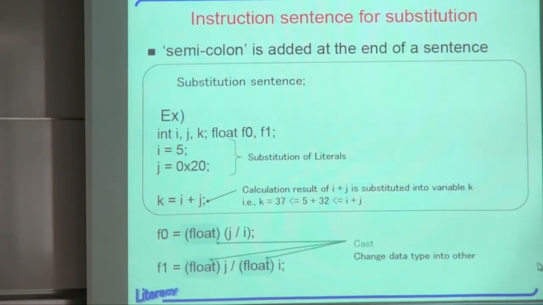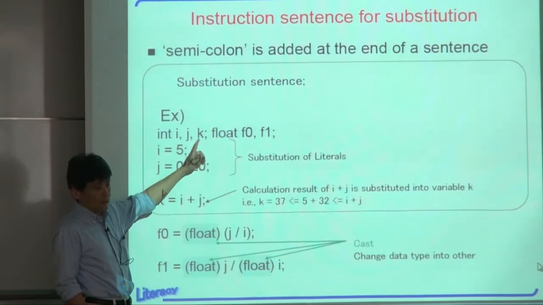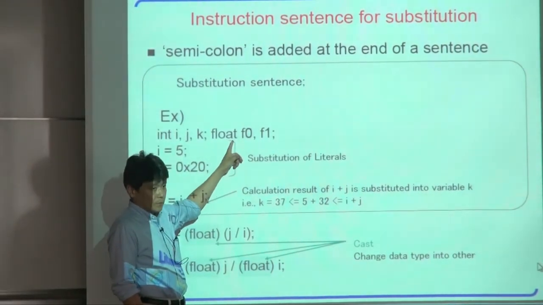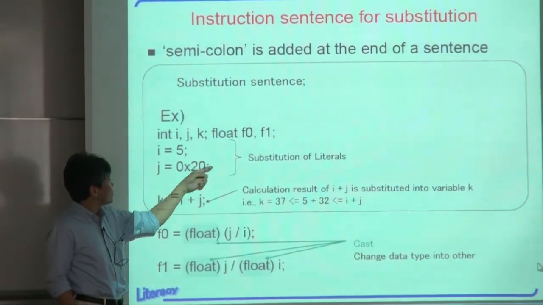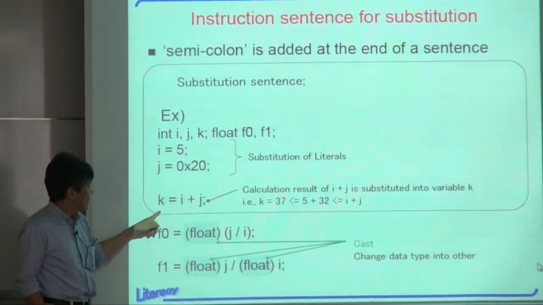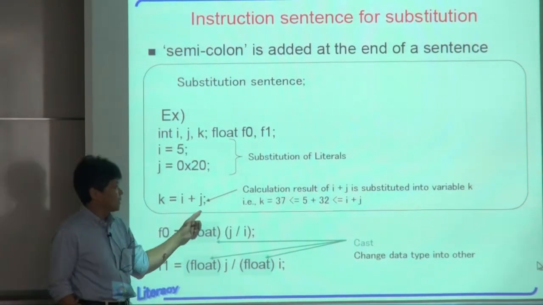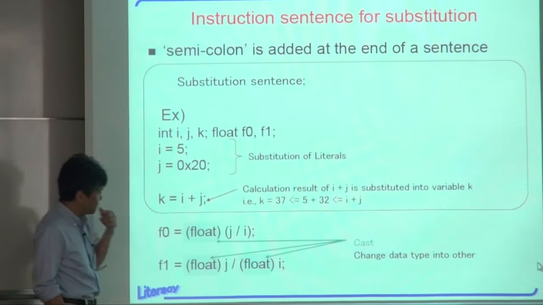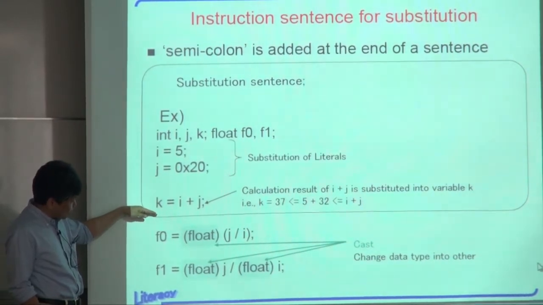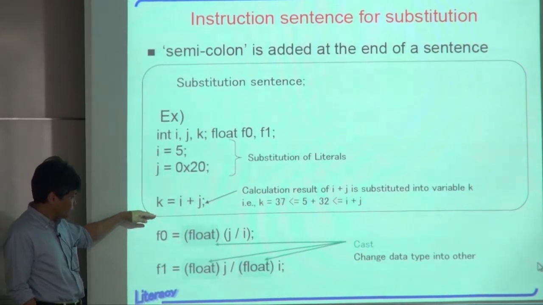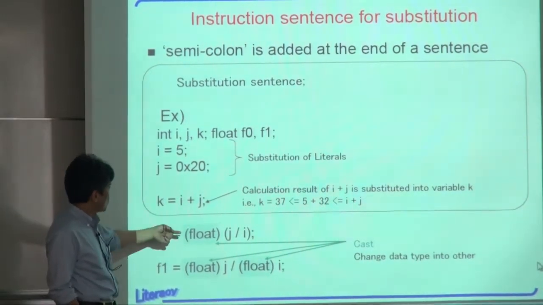So the actual program is shown here. In this case, integer variables i, j, k are defined, and float number variables f0, f1 are defined. Okay? And i has the decimal number 5, and j has the decimal number 32. And k, as a result, has 37 as a result of this calculation. And after that, you can also calculate the division, j divided by i. In this case, f0 should have the floating point number.